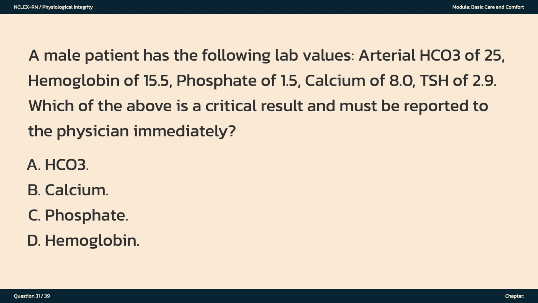A male patient has the following lab values: arterial HCO3 of 25, hemoglobin of 15.5, phosphate of 1.5, calcium of 8.0, TSH of 2.9. Which of the above is a critical result and must be reported to the physician immediately? A. HCO3. B. Calcium. C. Phosphate. D. Hemoglobin.